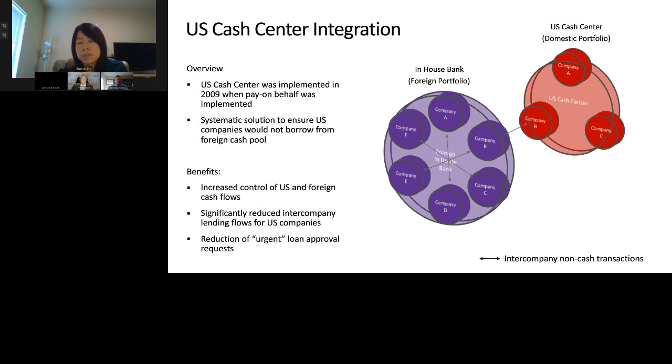They will transfer funds from its US cash center to the in-house cash center. By doing this, it ensures that the US entity's in-house cash center account is always closed at zero or above on a daily basis. This is fairly important to us because we need to strictly ensure that the intercompany lending and borrowing are following our tax guidance.